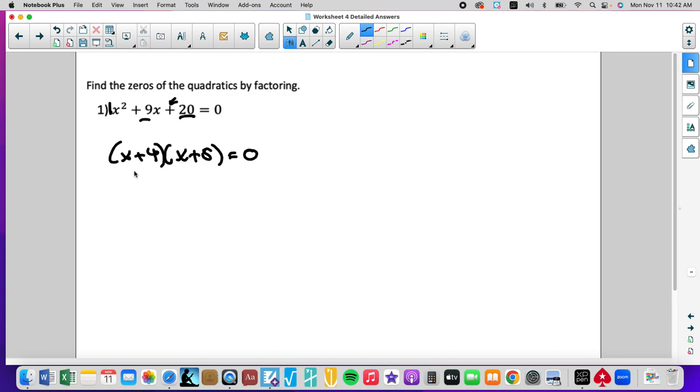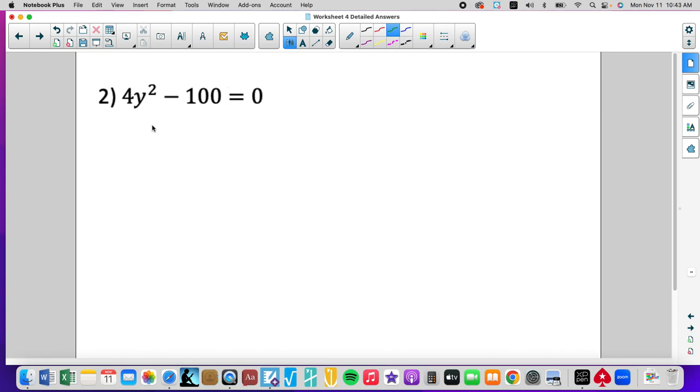So what are my zeros? What value for x makes this 0? x equals -4. What value for x would make this term 0? x equals -5. So those are my zeros, -5 and -4.